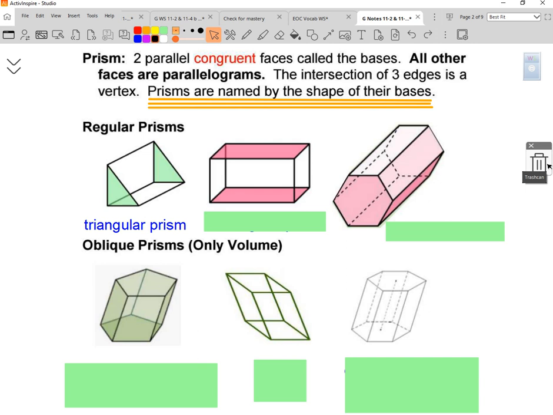So the one on the right there, it has a hexagonal end shaded in or highlighted in pink. You should be able to see that this other end is hexagonal as well. Those are the only 2 faces that are parallel. So that is a hexagonal prism. Always named by the shape of the bases.